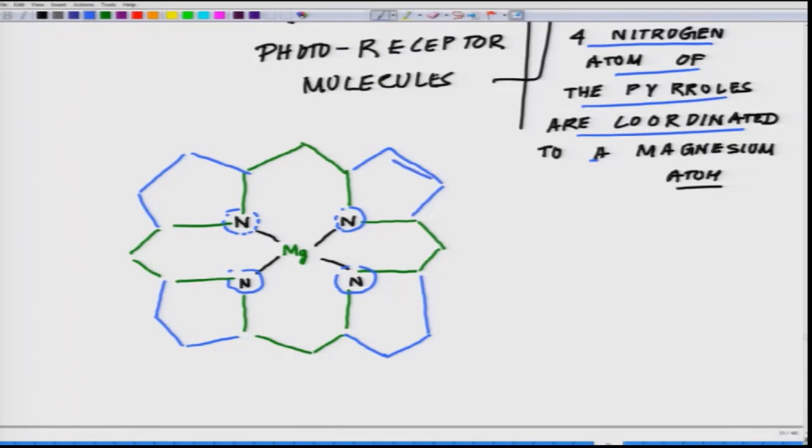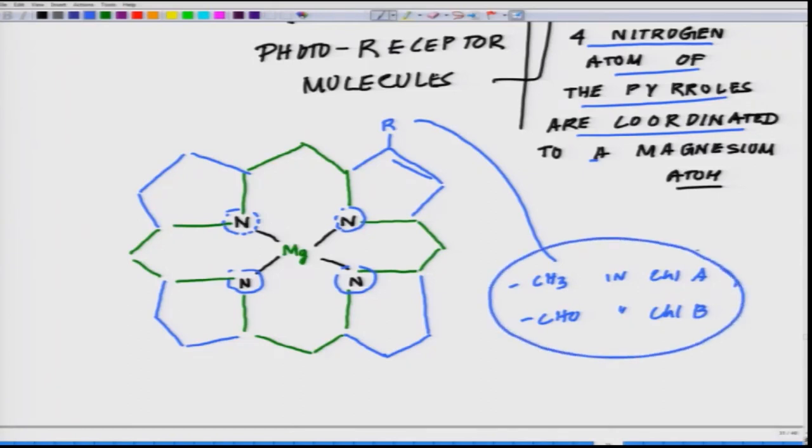Then out here, you have an R group, which varies for chlorophyll A and chlorophyll B, the molecule which is trapping the sunlight. It is minus CH3 in chlorophyll A and minus CHO in chlorophyll B. And you have CH2 and CH3 out here. Then you have another CH3 out here.